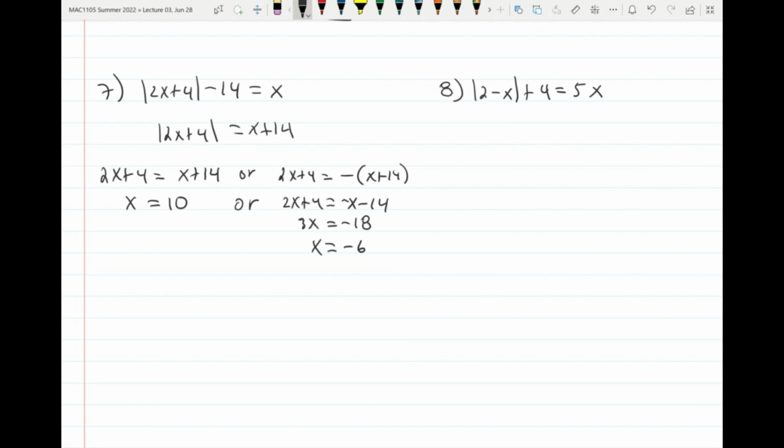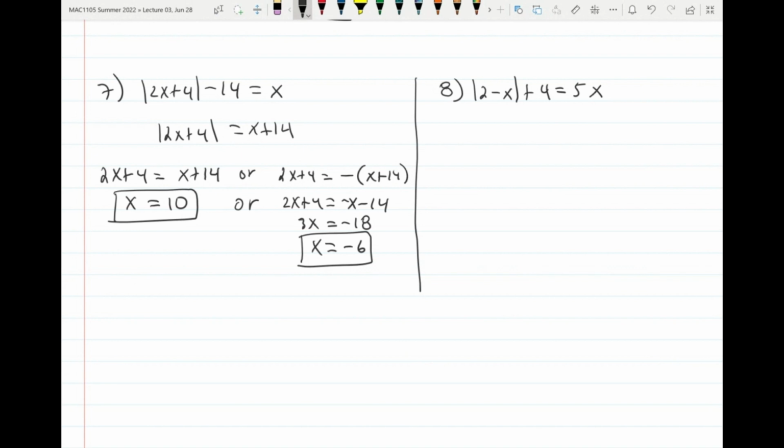Okay? So let's see. 10, that's 10 works. 20, that's a 24. 24 minus 14. That's 10. So this guy is good. How about negative 6? So that's negative 12. Negative 12 plus 4. That's 8. Then 8 minus 14. That's negative 6. So both of them work. So we're good. So these 2 guys are okay. But you have to check. Okay? All right. Any questions?